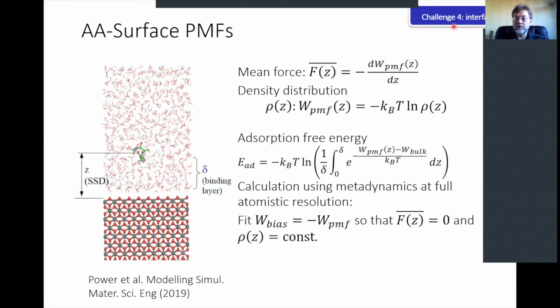This is my challenge 4. We then perform all-atom simulation of an interface. Now, a block of material, a slab, is modeled in contact with individual amino acids or segments of biomolecules in presence of water and ions, if necessary. Then what is calculated? We calculate the potential of mean force using metadynamics and the PLUMED methodology. PLUMED software with the metadynamics methodology.